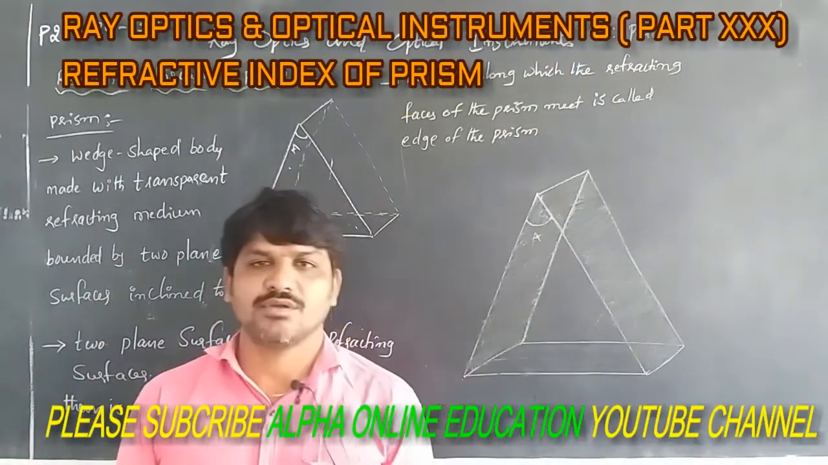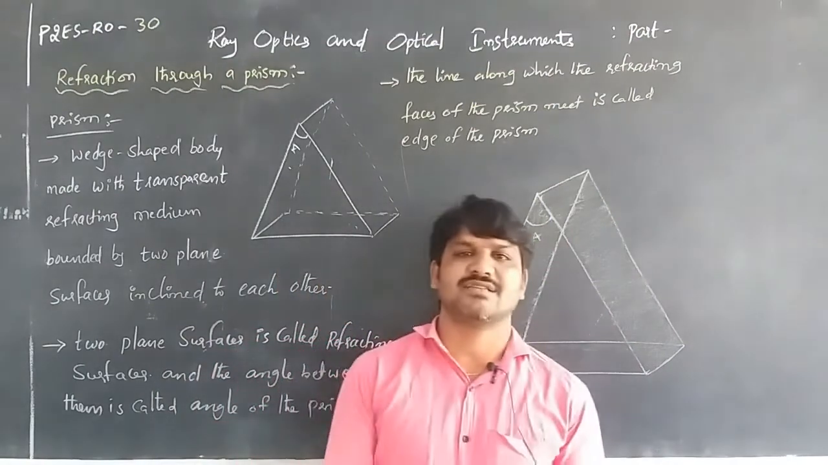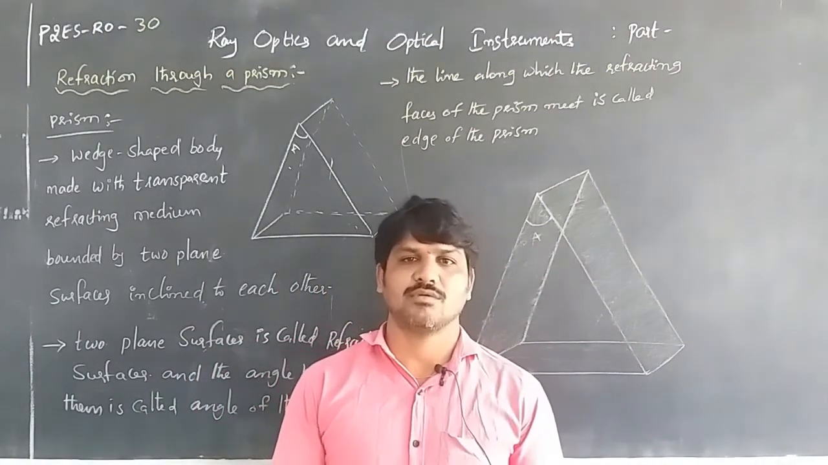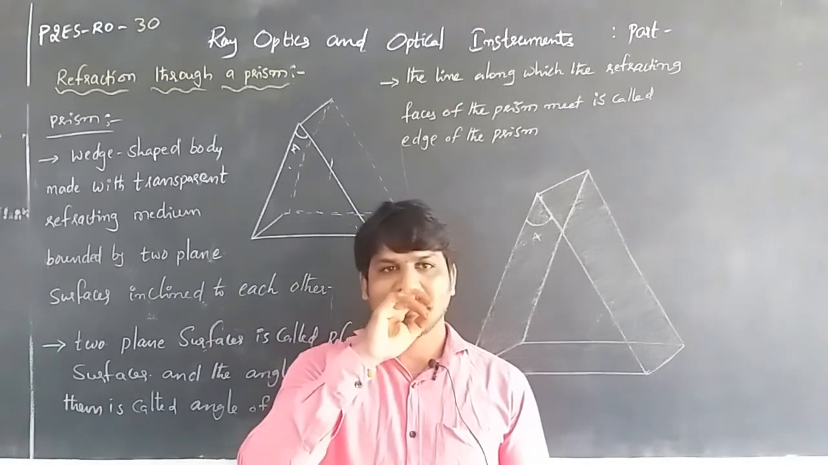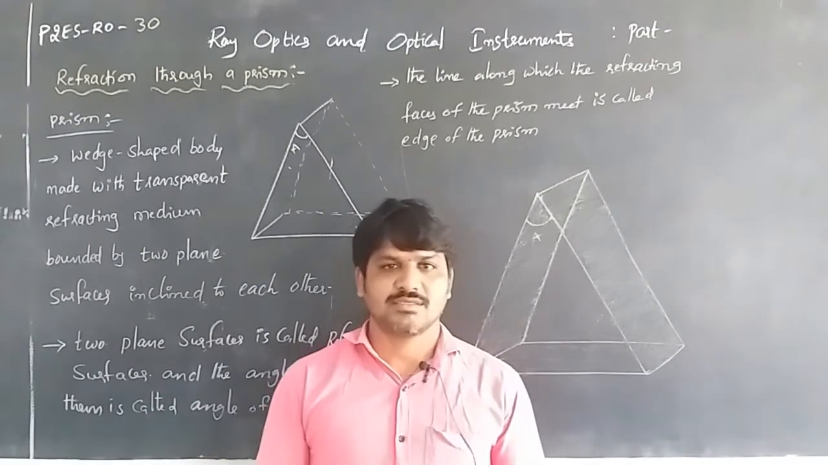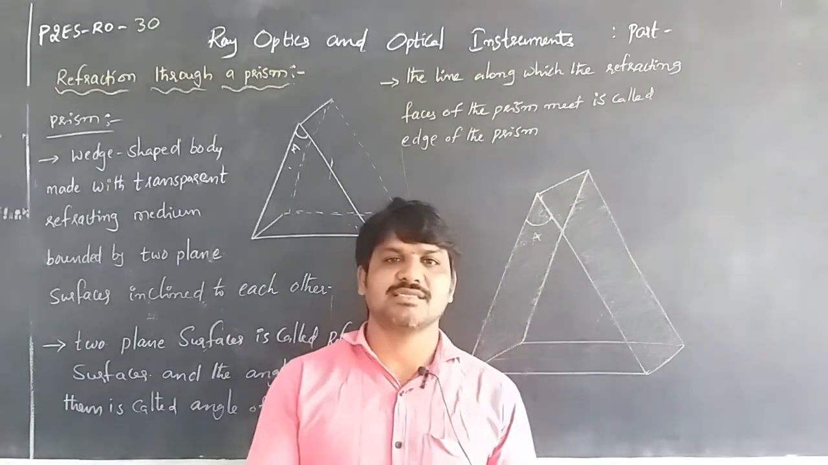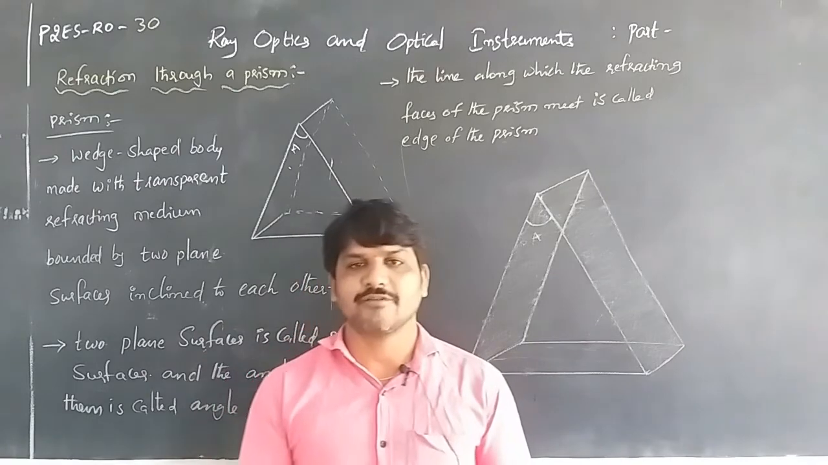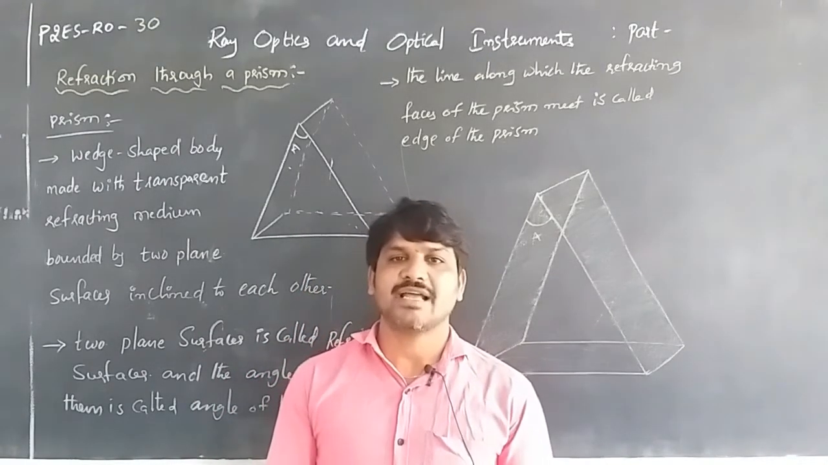In earlier videos, we discussed refraction through a lens, whenever light is incident on a convex or concave lens, meaning converging or diverging. That was one part. Now we are going to discuss what happens when light is incident on a prism, that is, refraction through a prism.